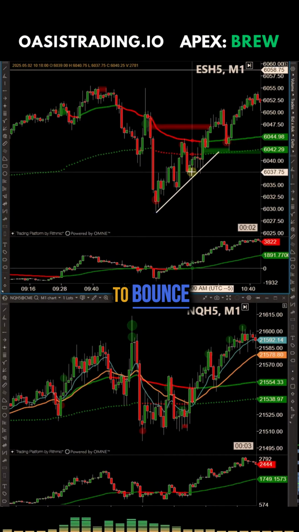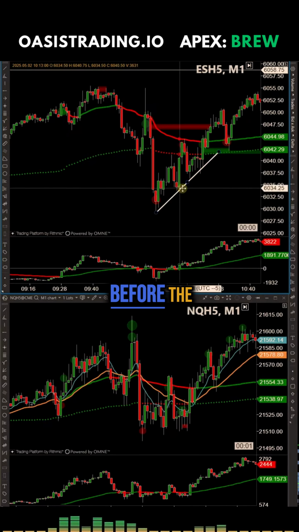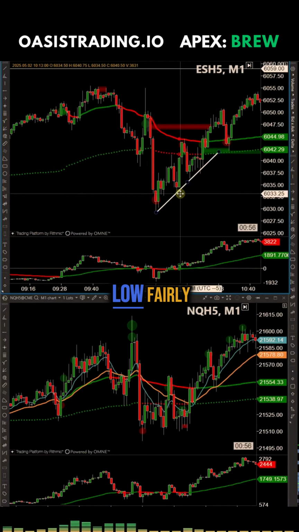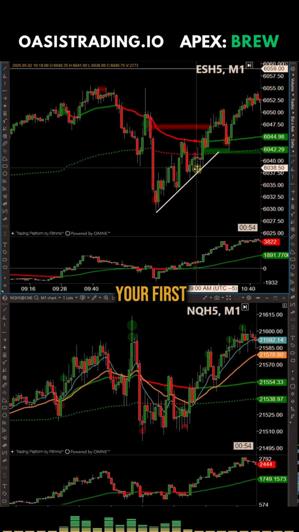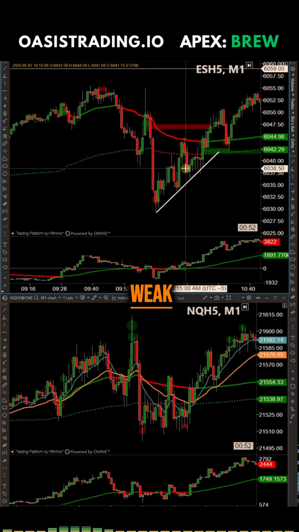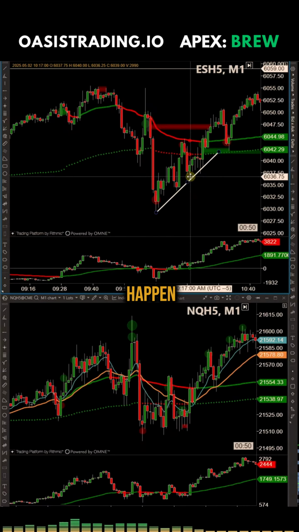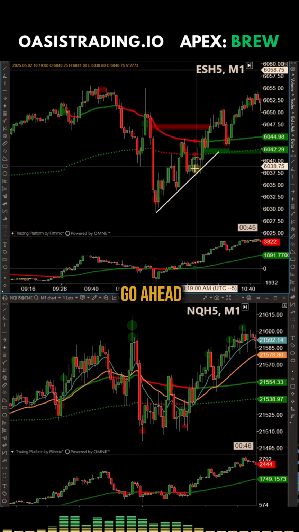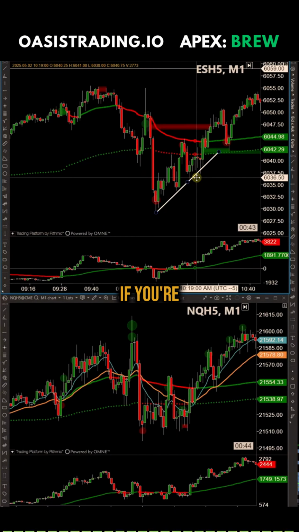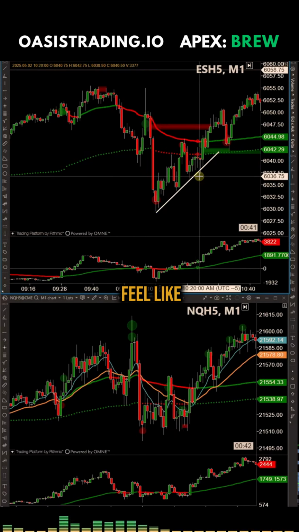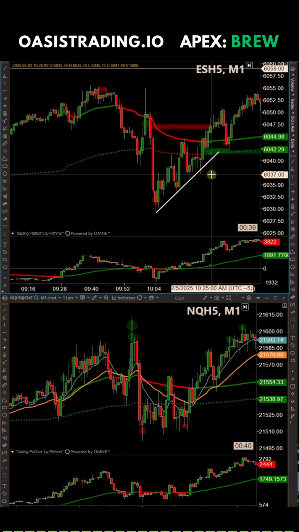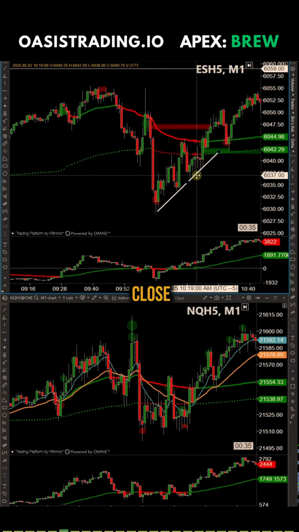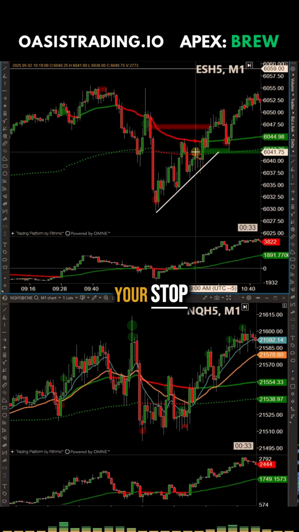So when it started to bounce here, you're bouncing before the prior low. And this should be breaking that low fairly easily. So that's your first sign that this trade is getting very weak. So right when that starts to happen, you probably want to bring your stop loss to break even, or just go ahead and exit the trade if you're already up a certain amount of points and you feel like it's given you enough. So if you're already at your first target or relatively close, go ahead and exit it, or just tighten your stop loss.